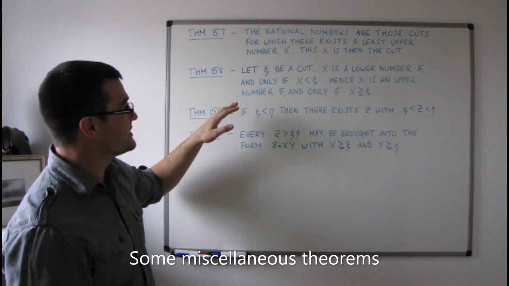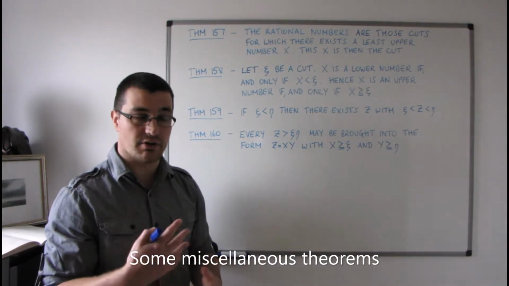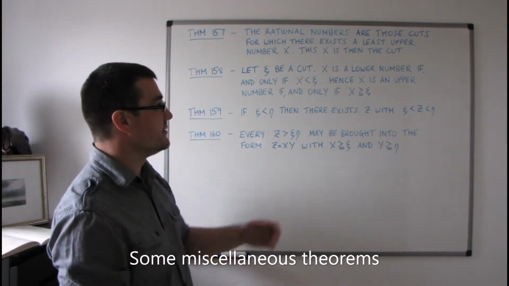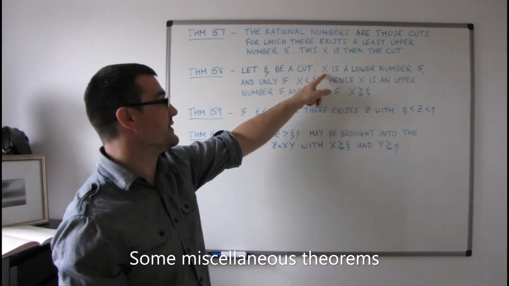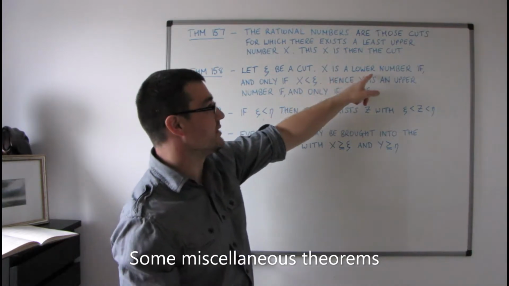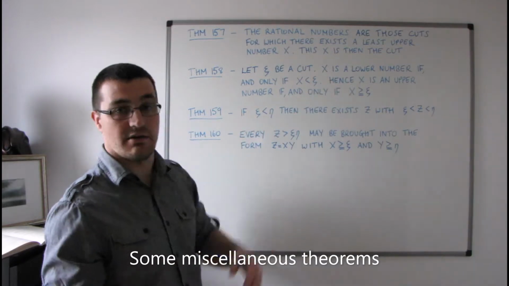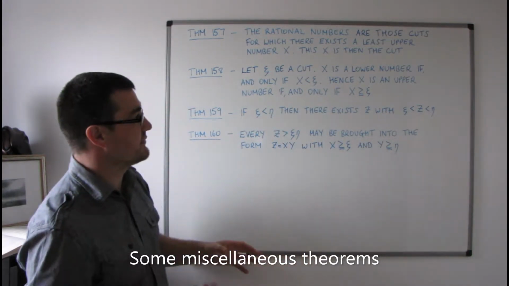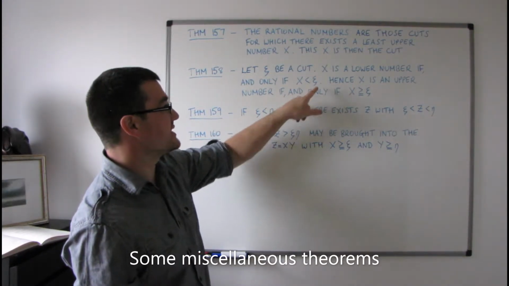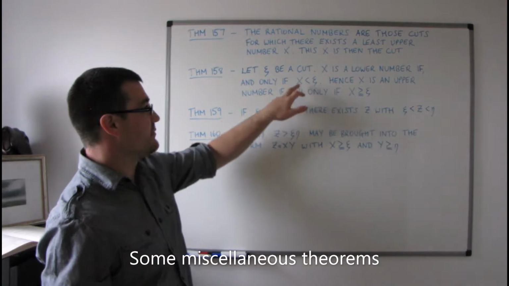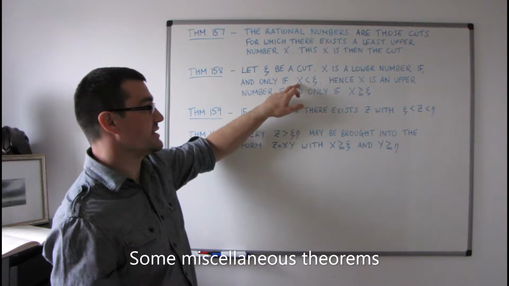Theorem 158: let psi be a cut, x a lower number. So here, this is where we've still got a little bit of ambiguity between the meanings of this x. Well, x here is being referred to as a lower number, so this symbol x means a rational number in the old sense, if and only if x is less than psi. So here, because we're comparing x with a cut, psi, then x must itself be a cut.